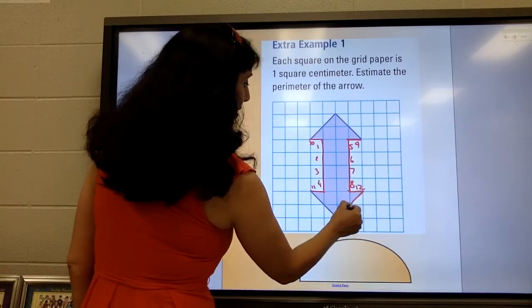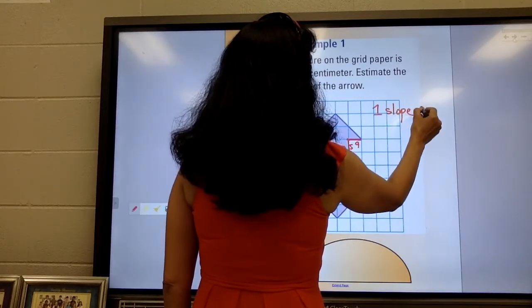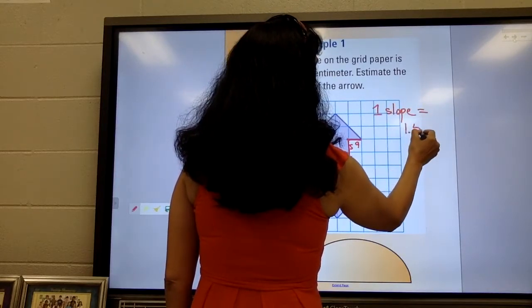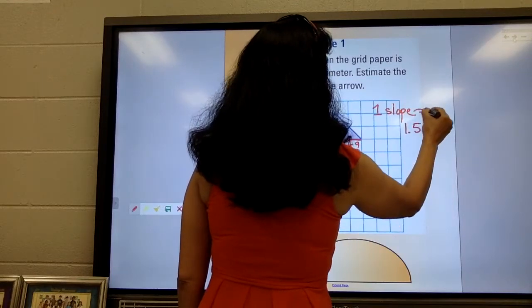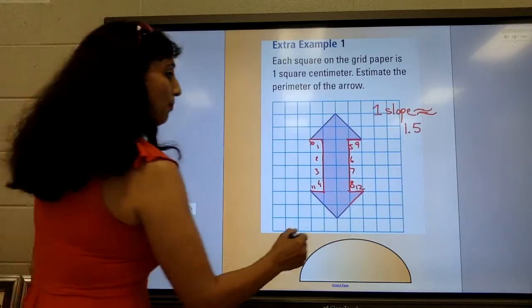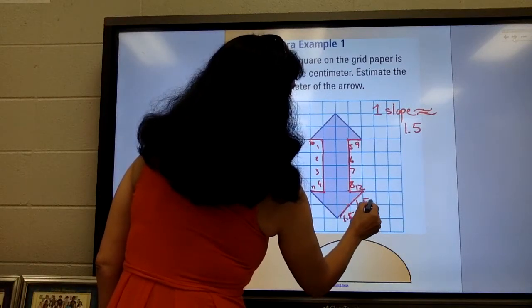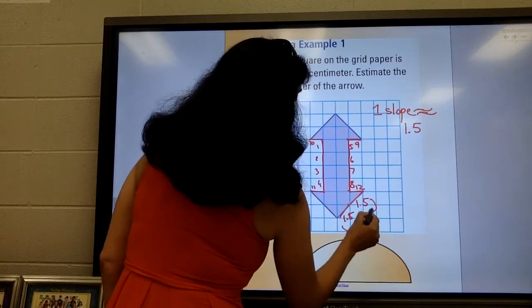Now we have the slanting. We know that one slope is equal to 1 5/10 approximately. Let's say this is approximately because it's not the exact, we are doing an estimation. So this is 1 5/10, this is 1 5/10, that means this is going to be 3.